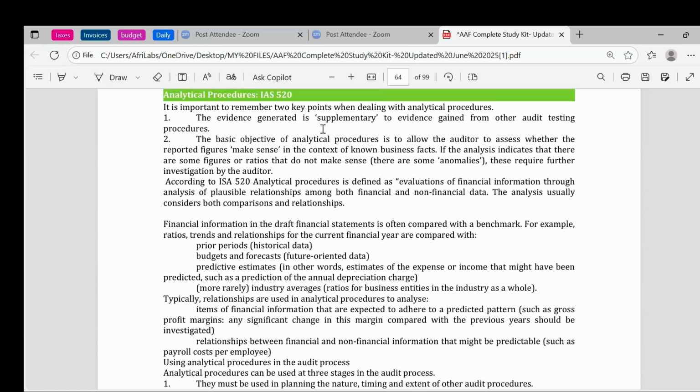So now they said things to note. Number one, everything you do when you are doing substantive procedures is supplementary audit evidence. You are doing it because you have realized that you cannot rely on the entity's FS fully. So you need compensatory evidence to support whatever predisposition you have or opinion you are trying to raise on that financial statements.